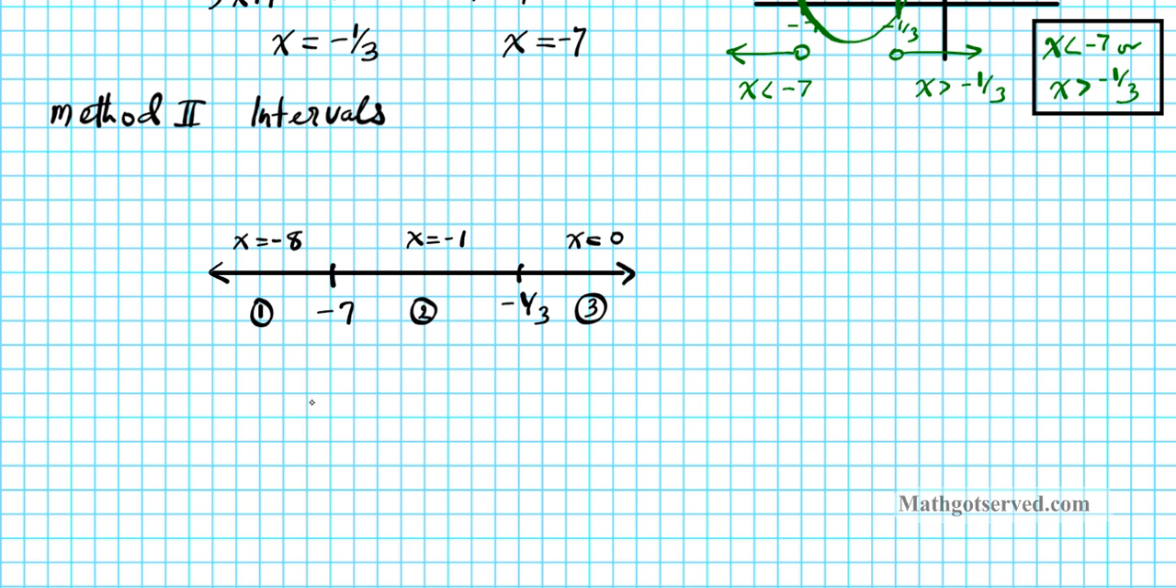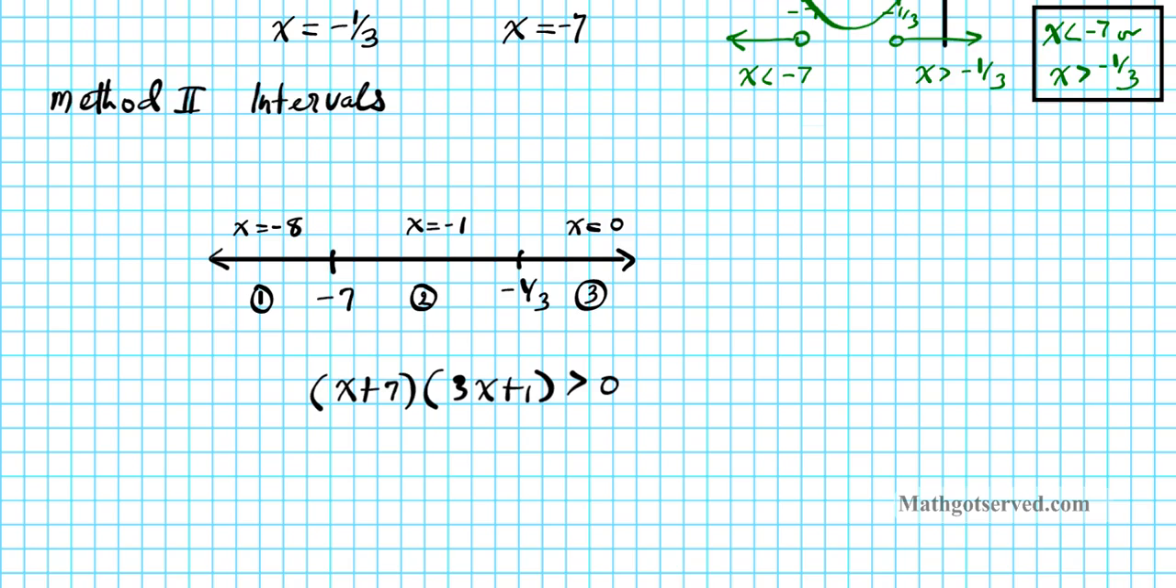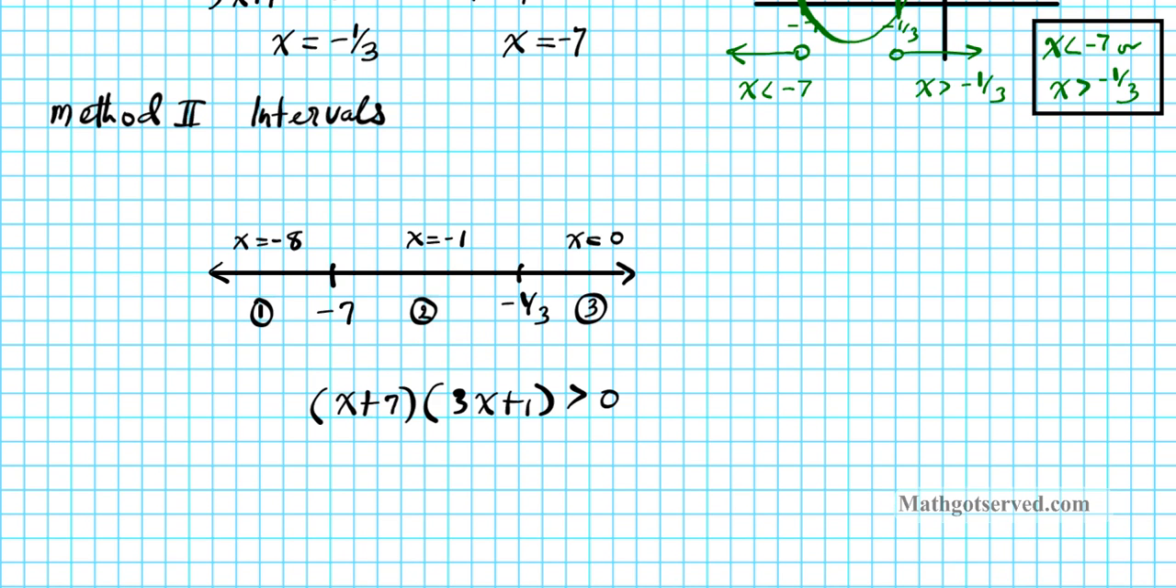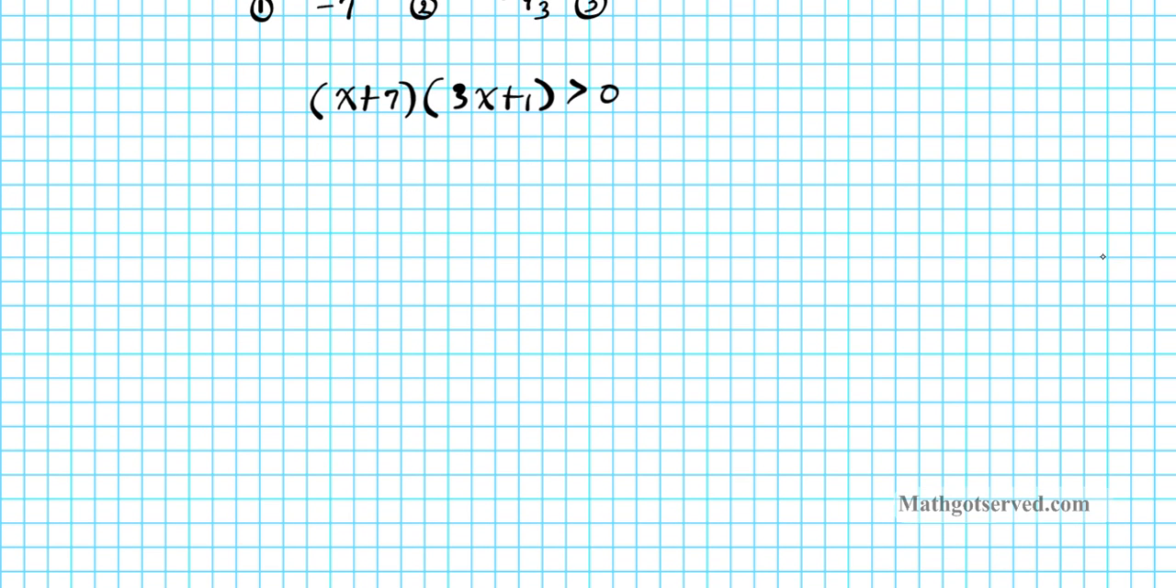All right, so what are we testing them on? We're testing them in this inequality. We have x plus 7 times 3x plus 1 is greater than 0. All right, we're going to start doing our tests.